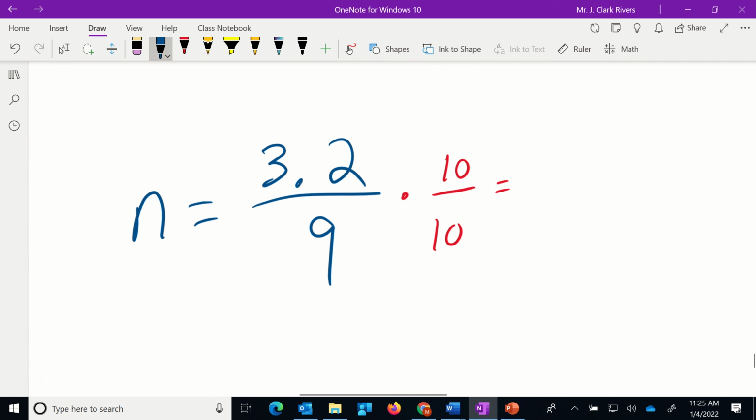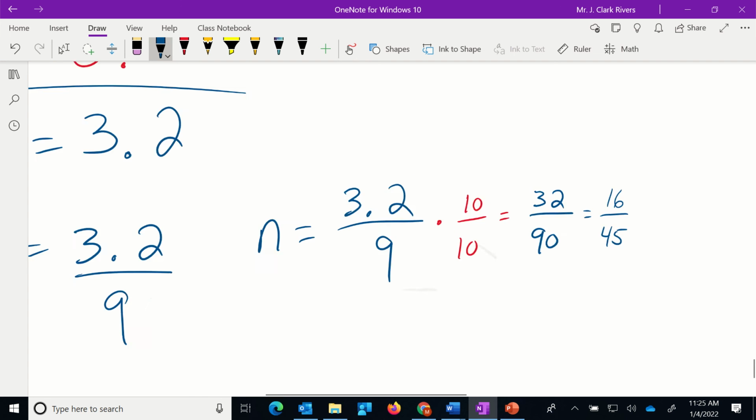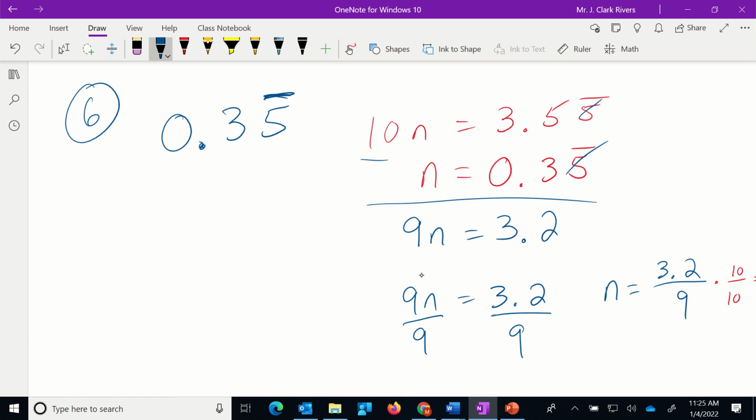And when we do that, we get what? 32 over 90. So now we have nothing but integers in our fraction. But can we simplify this fraction? We can. So take a moment and simplify that fraction, everybody. 16 over 45. We good on that? We in agreement? Okay. So this is equal to 16/45.